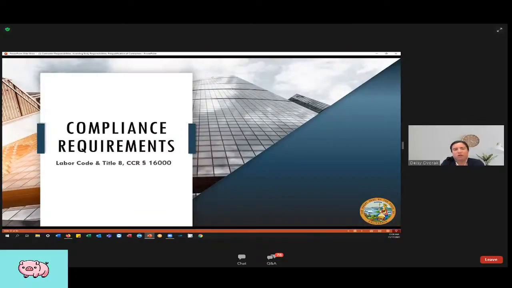So we at the Labor Commissioner's Office understand that you play an important role in making sure that you contract with responsible contractors, and that's why we're here today, to provide you the information and the tools you need to be successful when monitoring your projects. We want to make sure that it's a level playing field for good contractors. So let's go over 9 compliance requirements for awarding bodies.